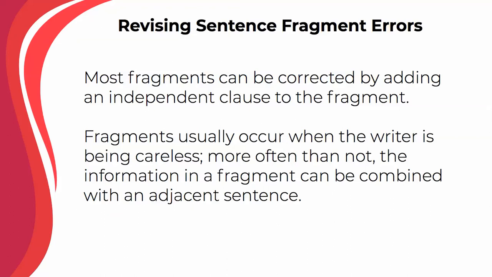Revising sentence fragment errors. Most fragments, as we've seen, can be corrected by adding an independent clause to the fragment. Finish the thought with some kind of complete sentence. Fragments usually occur when the writer is being careless. More often than not, the information in a fragment can be combined with an adjacent sentence, because that's when we're creating them anyway. We're kind of just writing as we're thinking, and we keep adding information, and we maybe end a sentence and then think of more information. So when we're revising, we want to figure out where's the best place to put that information and how do I punctuate it so I avoid creating some of these errors.